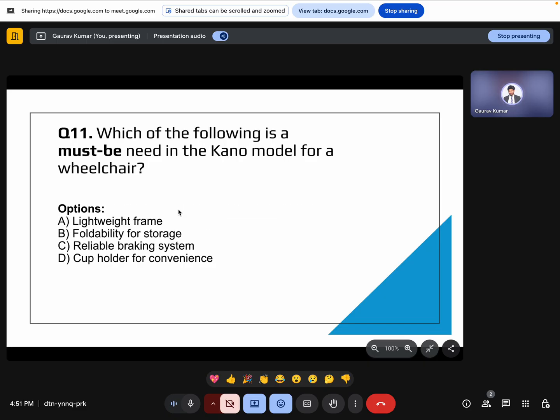Moving to our next question, question number 11. Which of the following is a must-be need in the Kano model for a wheelchair? Lightweight frame, foldability or storage, reliable braking system, or cup holder for convenience?